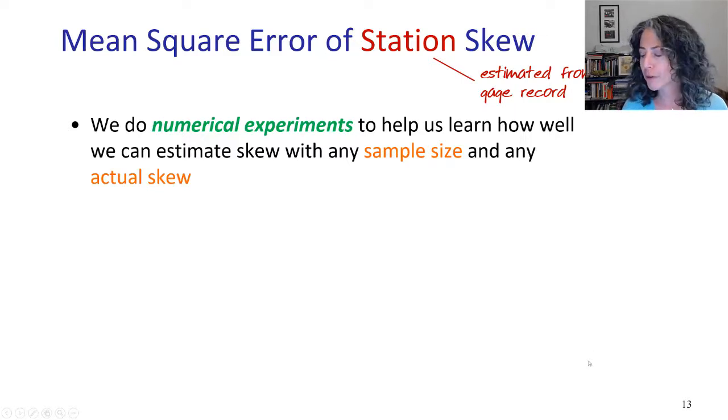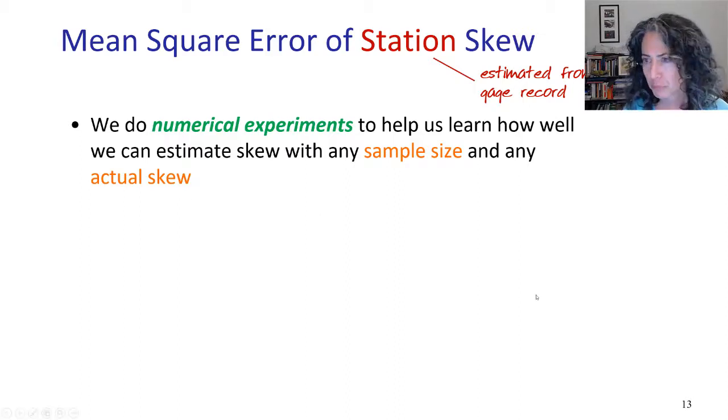So we're going to go back to Monte Carlo simulation. We're going to do the same thing that we did in the uncertainty lecture: numerical experiments to help us figure out how well we can estimate a given parameter with a given sample size, by randomly sampling from a known distribution with a known parameter, then re-estimating the parameter and comparing it to the true value. For skew, we're going to do this for different sample sizes and for different values of skew, because it turns out that for different actual values of skew, the sampling distribution looks a little bit different.